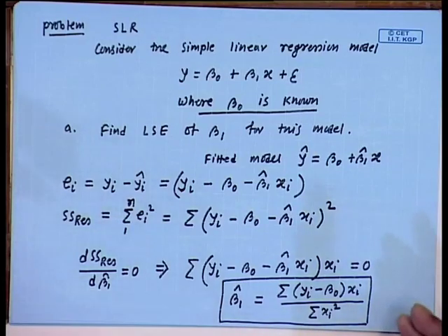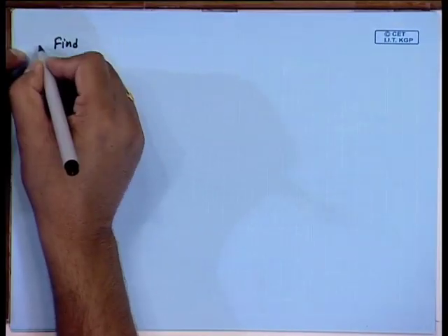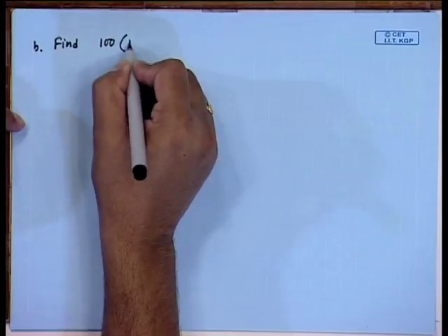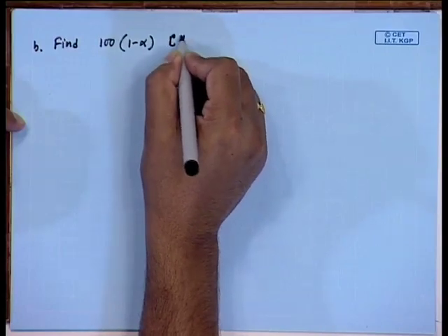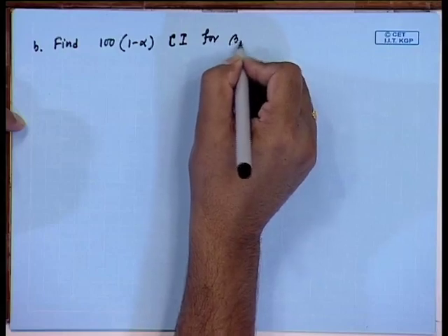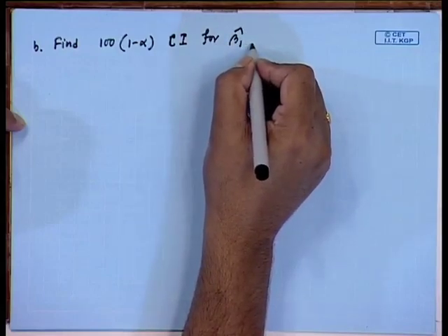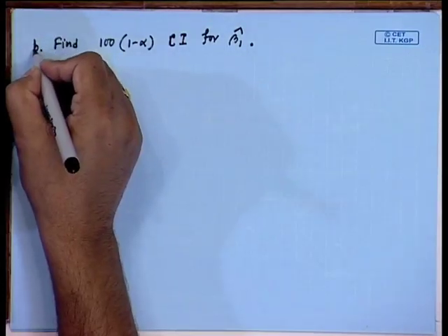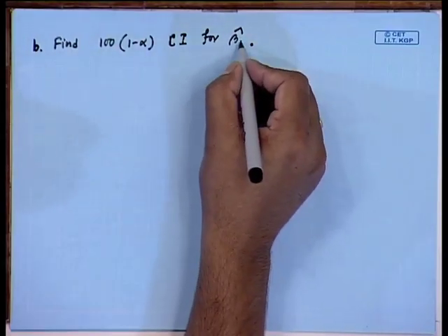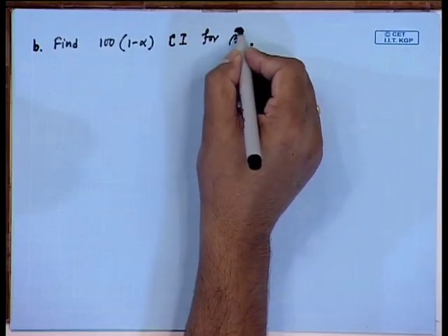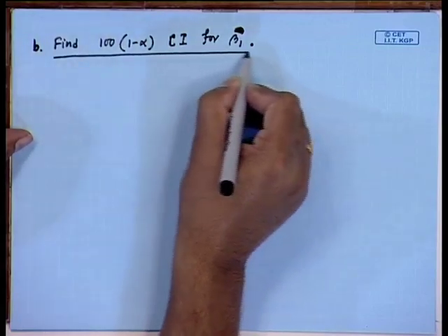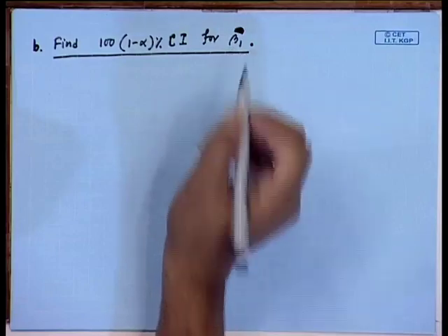What I want to say is that here you do not need to differentiate with respect to beta naught, because beta naught is known, so you do not need to estimate it. The next problem, problem B, says: find the 100 times (1 minus alpha) percent confidence interval for beta 1. Sorry, the confidence interval is for beta 1, not beta 1 hat.